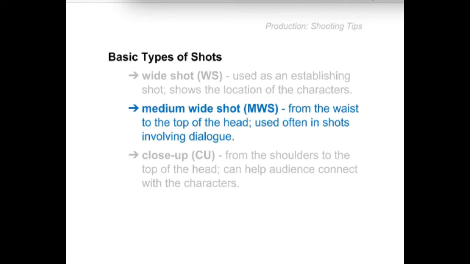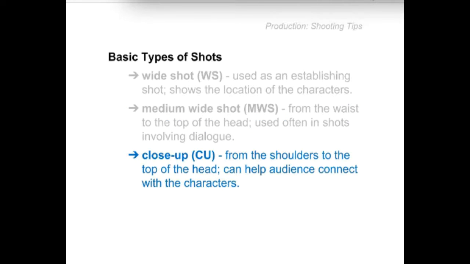The medium wide shot is from the waist to the top of the head and often used in shots involving dialogue. This is also oftentimes called the cowboy shot because back in the day, back when they were making a lot more Western films, the cowboy shot, this is like from the shot of the gun and the holster up to the top of the cowboy hat. So the medium wide shot is used all throughout film history, right? And the close-up also very important too. The close-up helps audience connect with the characters, and it's the head.